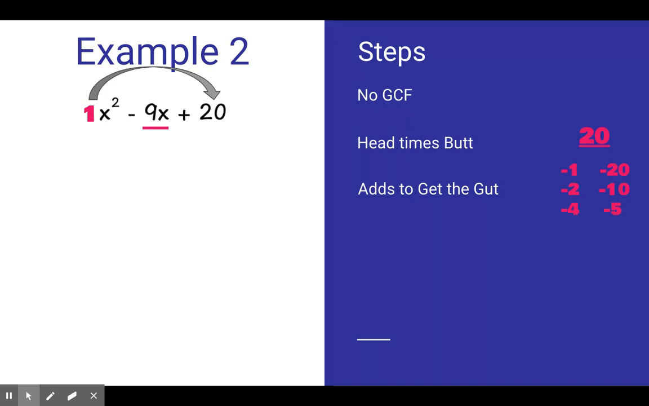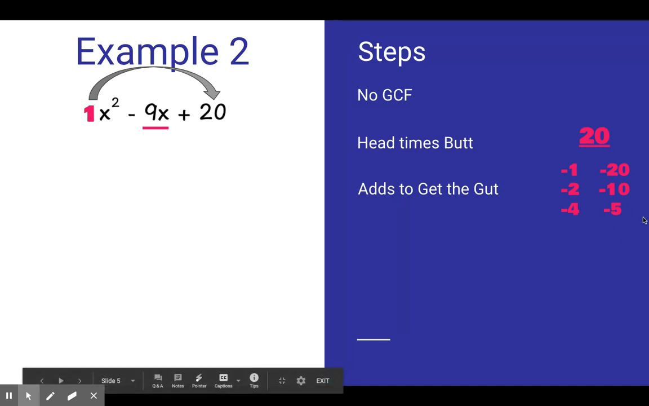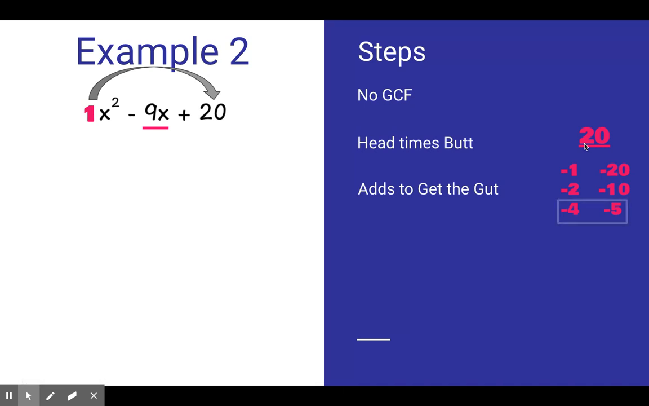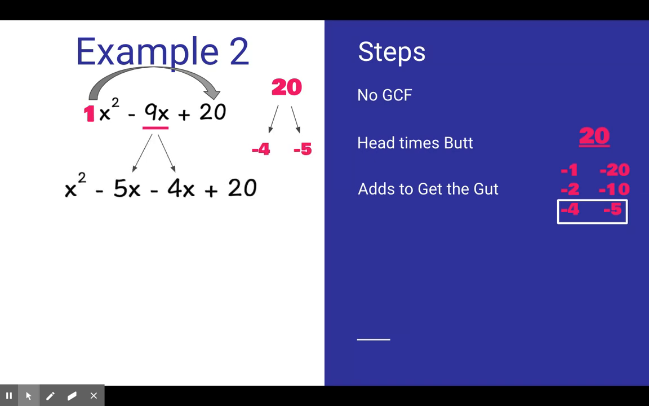I have negative 1 times negative 20, negative 2 times negative 10, and negative 4 times negative 5. Notice I'm using negatives here because they multiply to give me a positive 20, but add to give me a negative 9. So my two factors would be negative 4 and negative 5. Those are the two factors I'm going to use to split up my middle term.